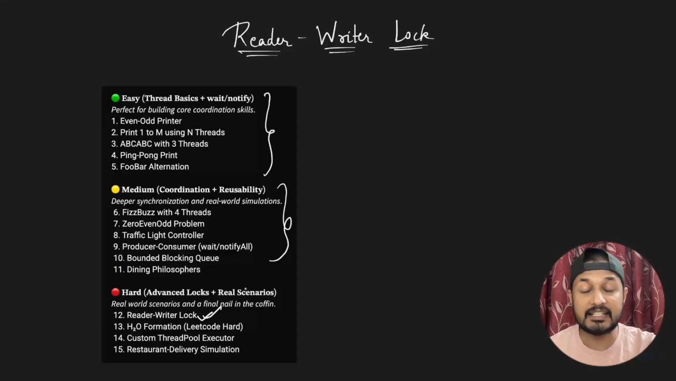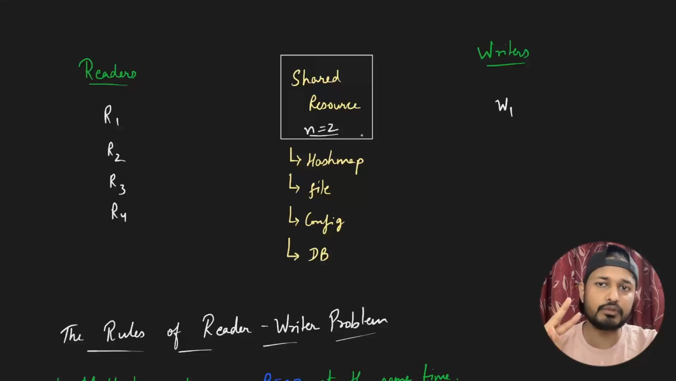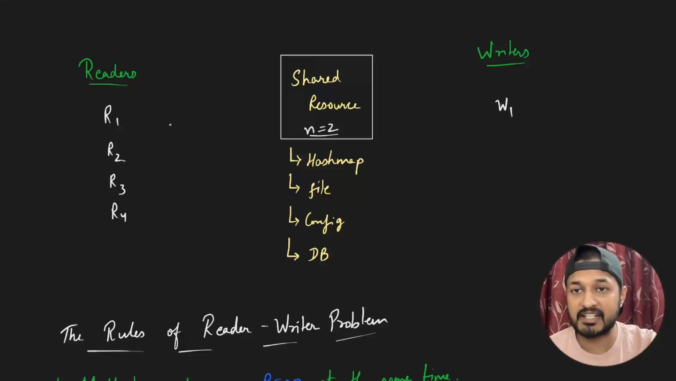Let's start by clearly defining the problem we are trying to solve. We have a shared resource, let's say a simple integer for now, n is equal to 2. But it could be a hash map, a file, a configuration object, a database object, or anything that lives in memory and is accessed by multiple threads. The threads accessing this shared resource fall into two categories. The first category is readers. Readers only read the data.